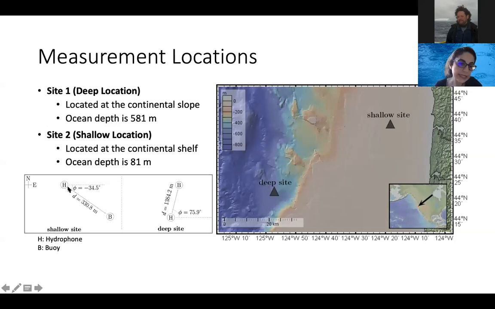What you see here is the location of the hydrophone, which I show by H, relative to the location of the surface buoy that I show by B, at the shallow site and at the deep site. And you can see that there is a displacement. The surface buoy is not exactly on top of the hydrophone. It matters because once we see the data, we will see a delay between what we measure in terms of the rain rate and what we see in the spectrogram in terms of noise. So we should find that delay and fix that delay. And one reason for having that delay is the displacement between the surface buoy and the hydrophone.